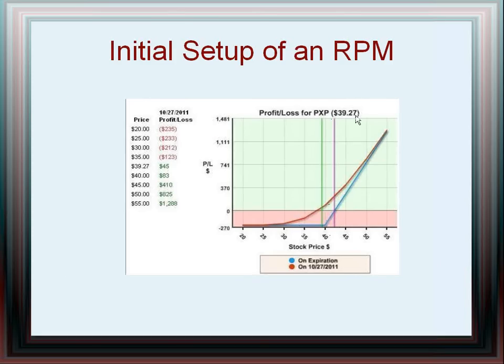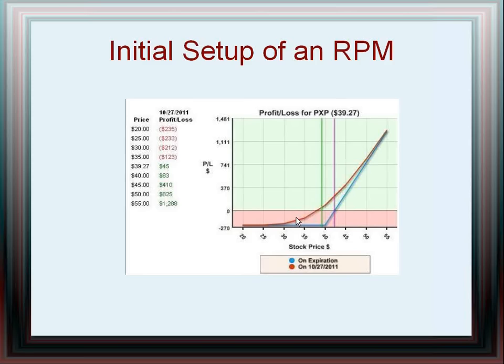Now, of course, this screenshot was taken last night and this morning, and PXP is at 39.27. What I want you to note is the blue line here, the blue hockey stick graph, is the profit and loss at expiration. And this vertical purple line is showing us the break-even, again, only at expiration. The curved red line, even though we have $4,233 invested, or a break-even of $42.33 at expiration, is showing the profit and loss at the halfway point, halfway between now and January expiration, which happens to be October 27th.